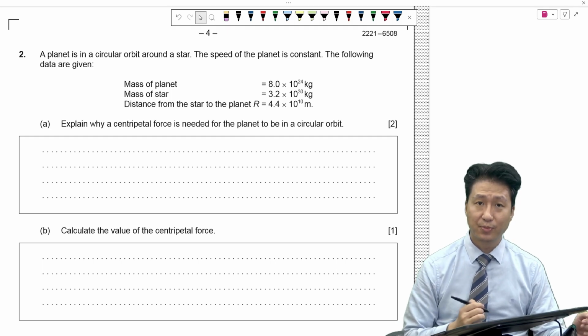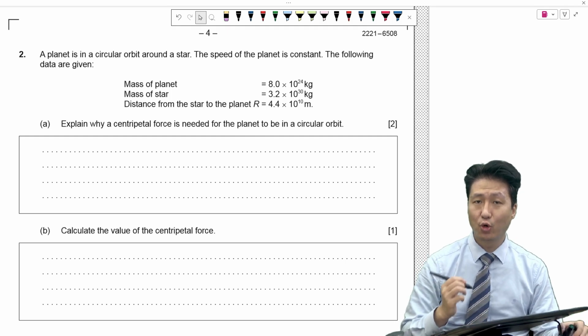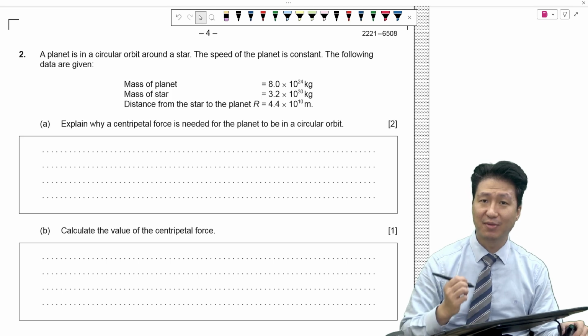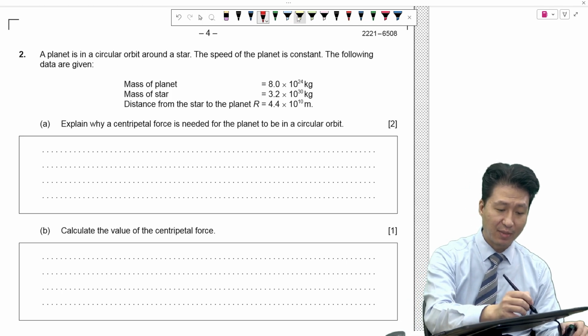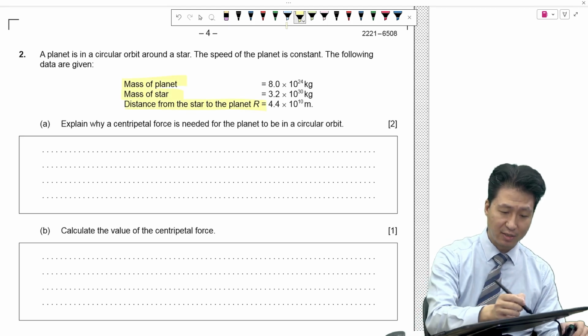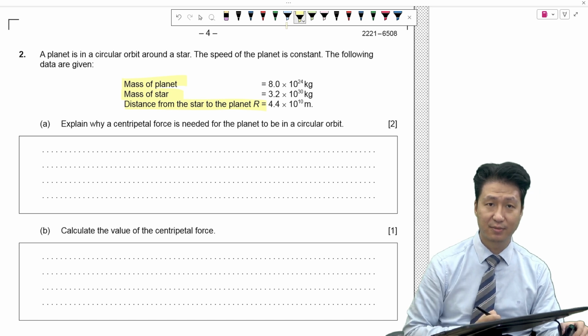Moving on to question number 2. A planet is in a circular orbit around a star. The speed of the planet is constant. The following data is given: the mass of the planet, the mass of the star, and the distance from the star to the planet.